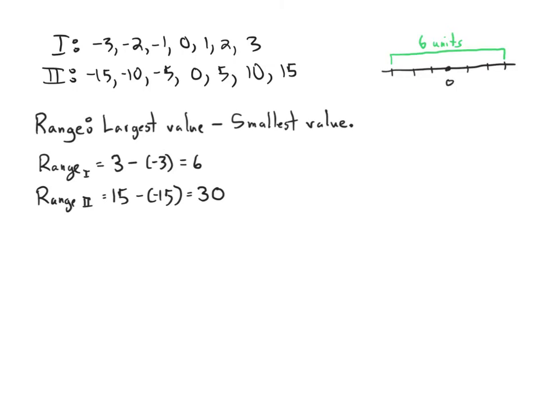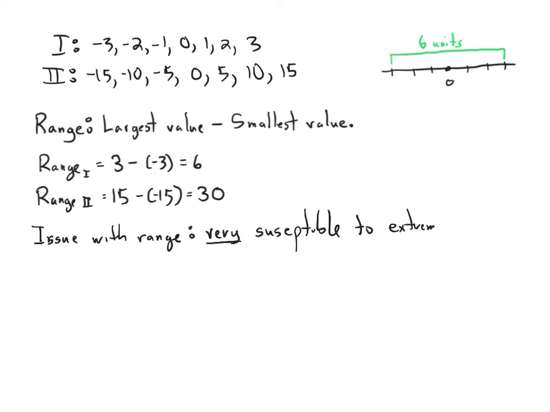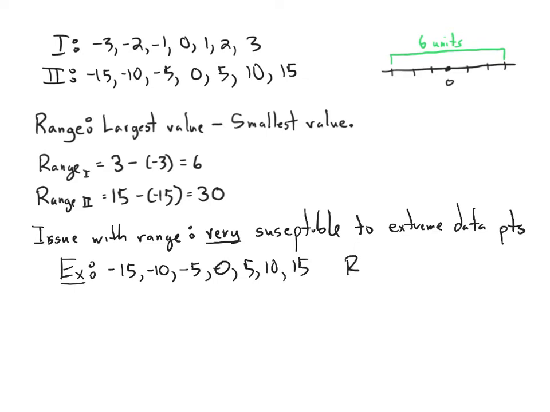which says our data is spread out over 30 units. That's great in some sense, but I do want to point out one issue with range. It's not used too often for a good reason. The reason is that it's very susceptible to extreme data points. What I mean is that if you had a data set like data set 2 again: -15, -10, -5, 0, 5, 10, 15, the range for this one we just worked out was 30.